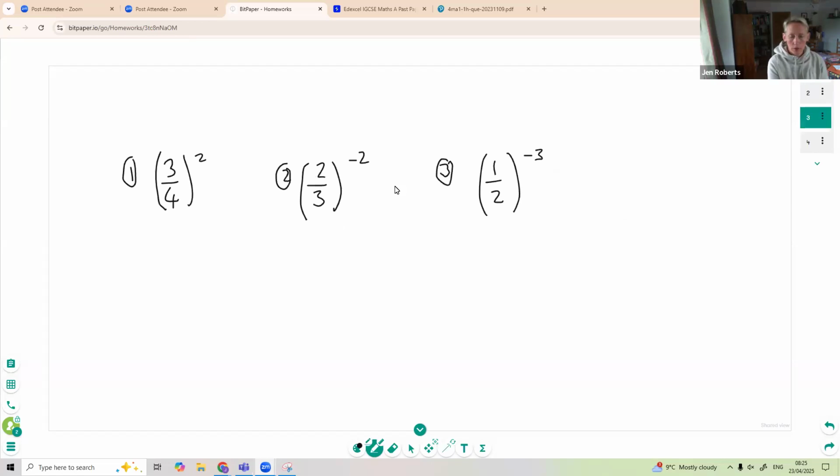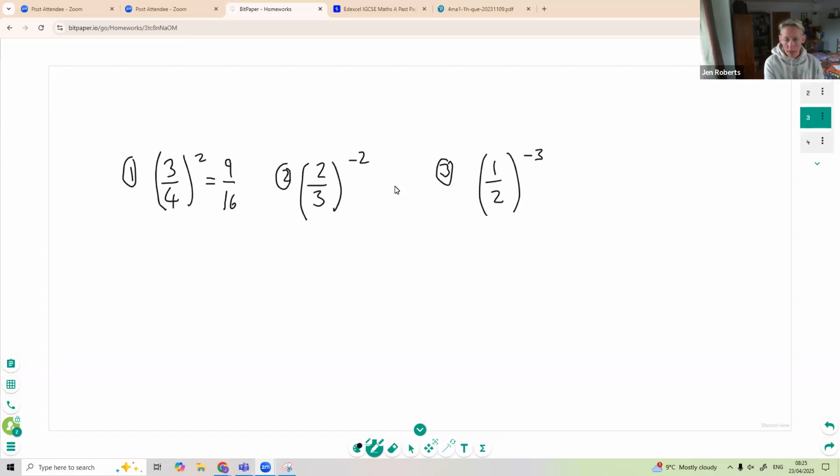Okay, so we want to look at the ones where we have a fraction. So what is (3/4) squared? Well, if you're squaring everything in that bracket, you get 9/16, because 3 squared is 9, 4 squared is 16. Now, if you have a negative power outside your fraction, that means 1 divided by this. But all you really need to remember to do is flip the fraction this time.